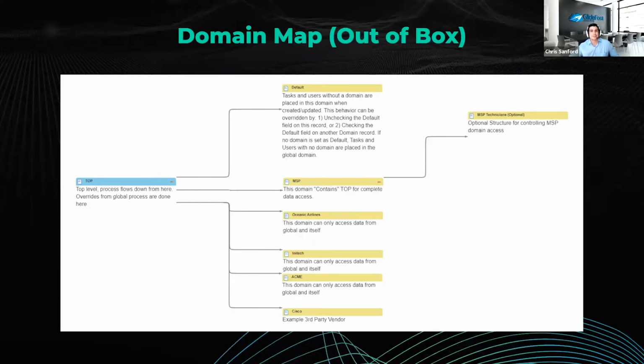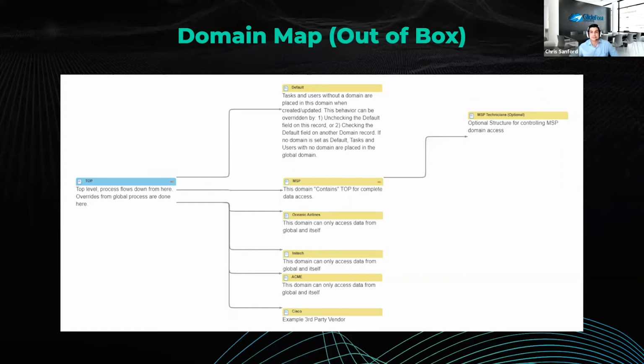This is what the out-of-the-box domain map looks like in a ServiceNow instance when you first install domain separation. It's pretty straightforward, designed for the use case of a managed service provider with a few demo companies existing as domain tenants within the instance. There are a few important things to note about it, however, and possibly a few changes to this structure that you may want to make, even if you are a managed service provider.